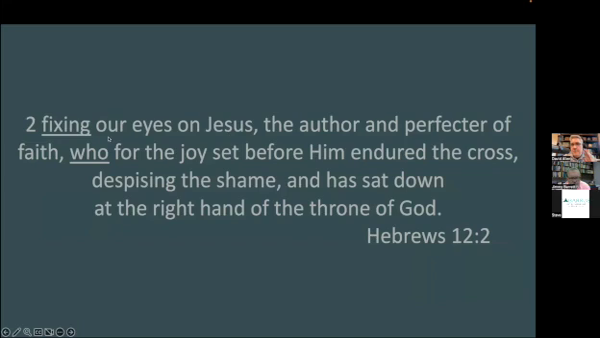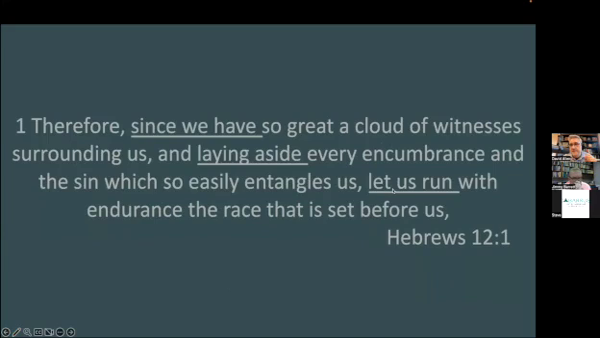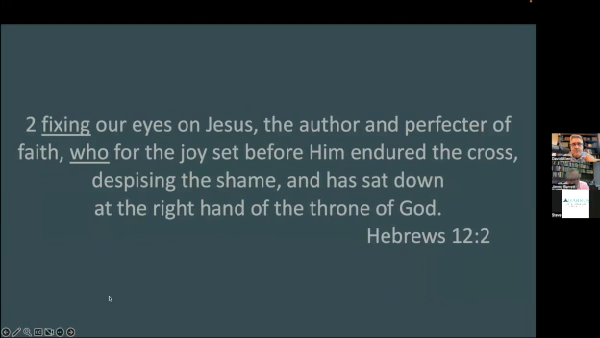So now what do we have? We have 3 clauses, all participial clauses, and they're modifying what? The main verb in the sentence. The main independent clause, let us run with endurance the race that is set before us. Right? Then you have one final clause in verse 2. It's a relative clause introduced by "who": who for the joy set before him.